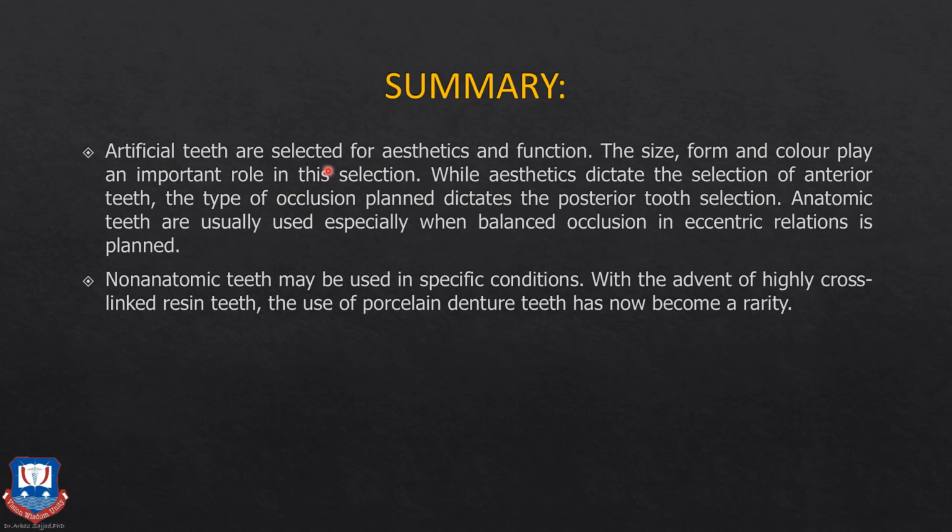Artificial teeth should be selected for aesthetics as well as function. The size, form, and color play an important role in the selection of the artificial teeth. While aesthetics dictates the selection of the anterior teeth, the type of occlusion planned will determine the posterior teeth selection. Anatomic teeth are generally used when balanced occlusion in centric relation is desired, whereas non-anatomic teeth may be used in specific conditions as I just mentioned.